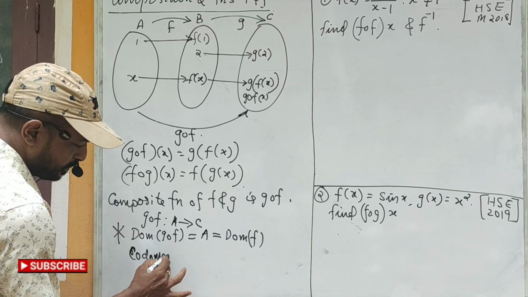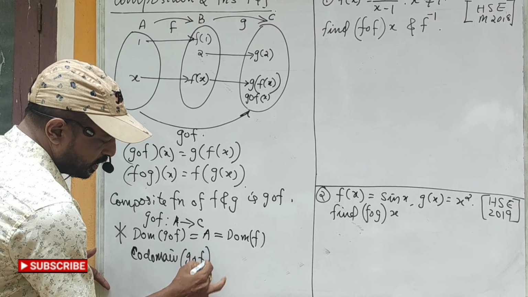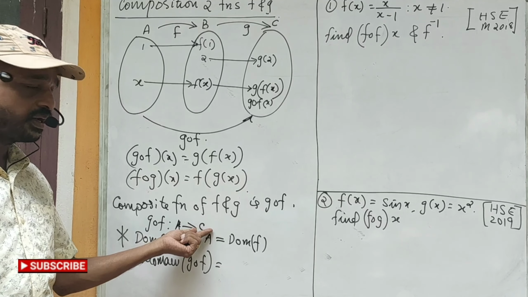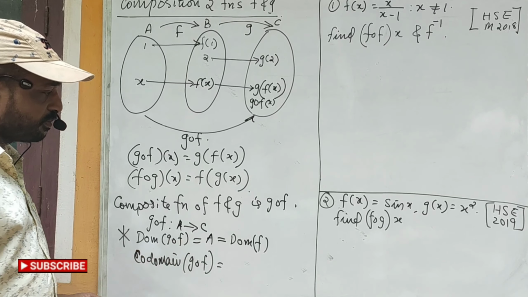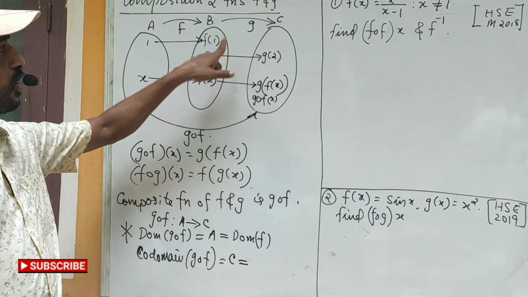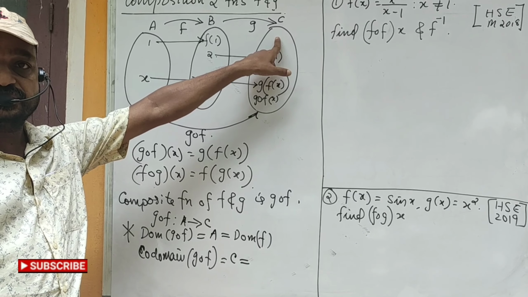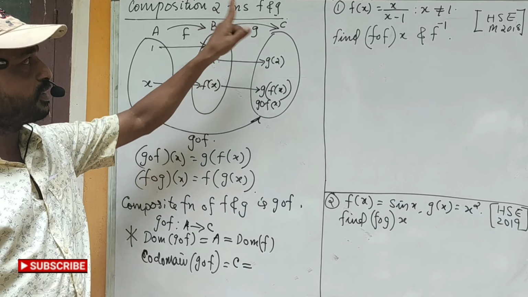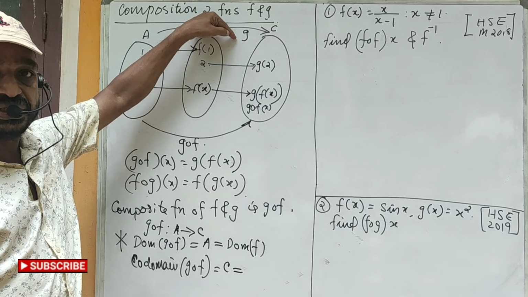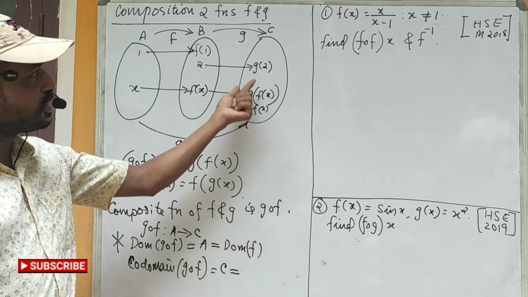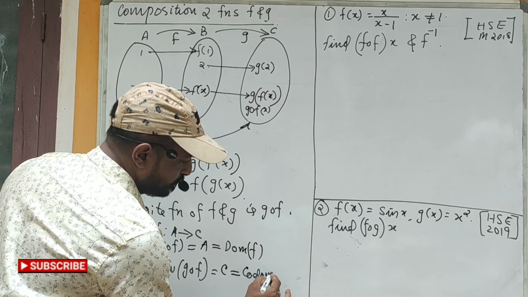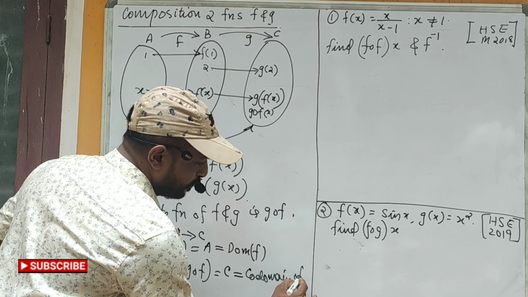What is the codomain of g composition f? G composition f is defined from A to C. So A is the domain and C is the codomain. So the codomain of g composition f is C. And what is C? C is the codomain of g. G is defined from B to C. So B is the domain and C is the codomain for the function g.